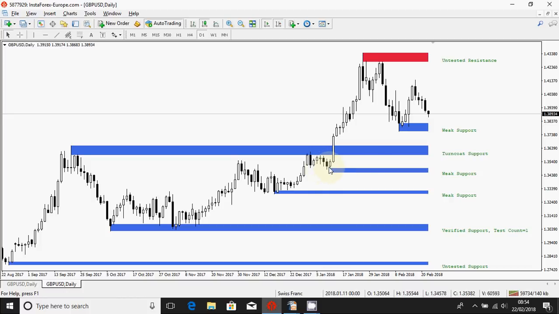This is a weak support. This is also a weak support, and this is verified support. What that means is this support has been tested once and it held its ground. That's why the tested count equals 1. You can see it was a support here, it was a support here. And last but not least, this is also a support line, but it is untested. It is not tested yet. You could see as a trader, this is fantastic. This gives you perspective of what price may do.